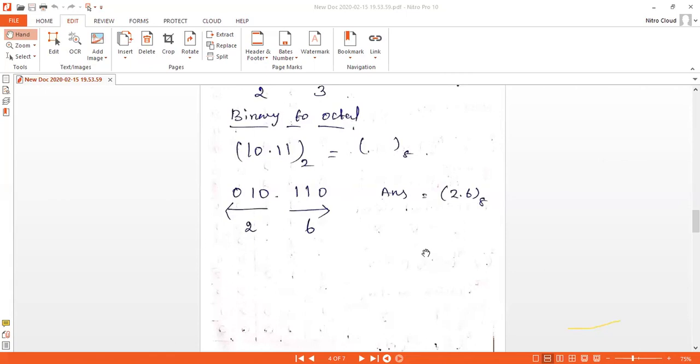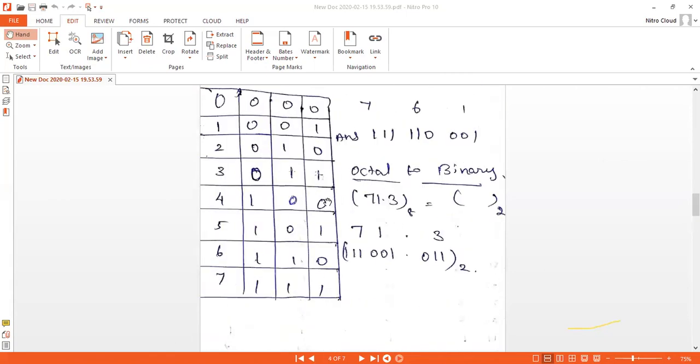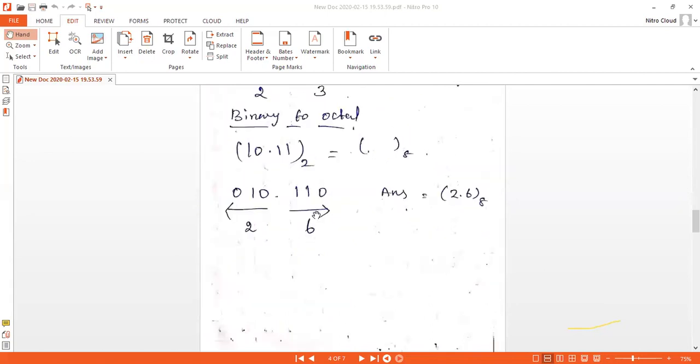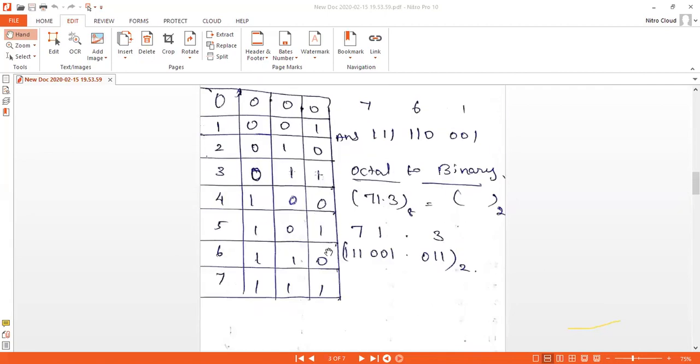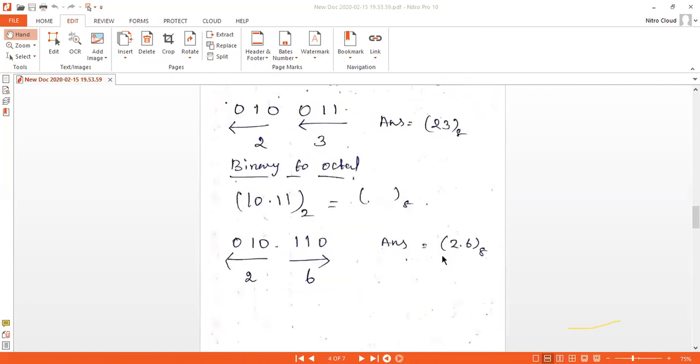Now go back to the table. 0, 1, 0: value 2. I have written 2. 1, 1, 0: value 6. I have written 6. And I put a decimal point in between. Understood, everybody?